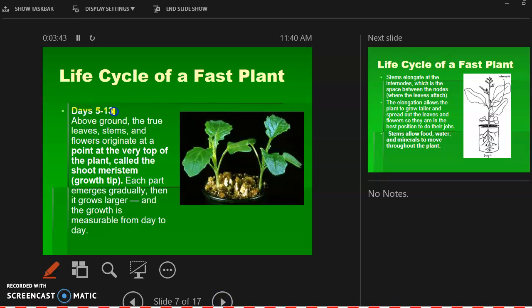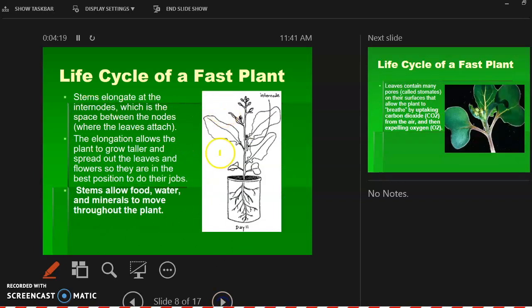Days 5 through 13, above the ground, the true leaves, the stem, and flowers originate. The true leaves, stems, and flowers are going to originate at the very top of the plant. Each part emerges gradually, then it grows larger, and the new growth is measurable from day to day. At this point, when your plant gets its true leaves, then you can transplant your plant to somewhere else, but you need to leave it until it gets its true leaves.